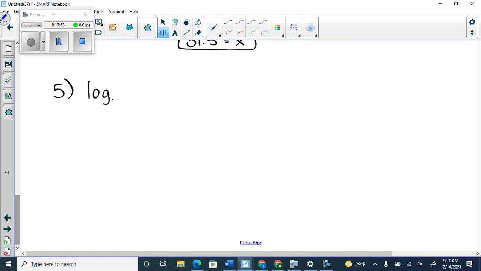Log base 3 of 2x minus 1 equals 2 minus log base 3 of x plus 1. When I read two log base 3's, what do they scream to me? Put me together. But they're on opposite sides. So can we put them together currently? No. So we're going to have to move them to the same side, then put them together.